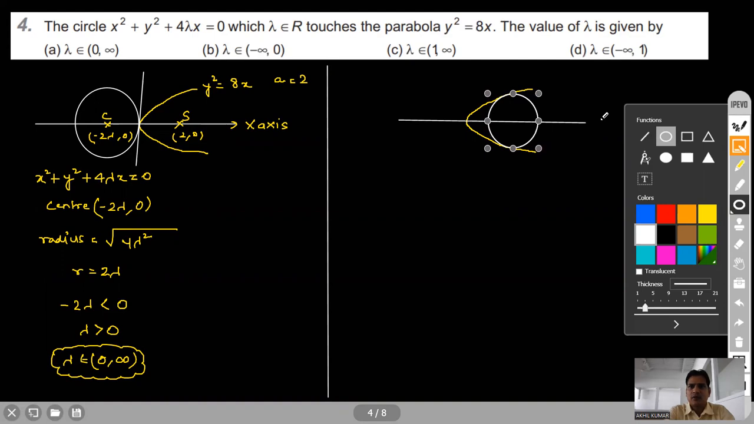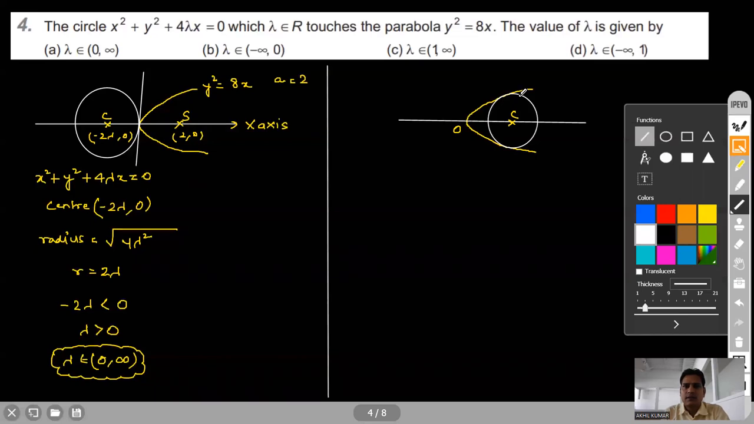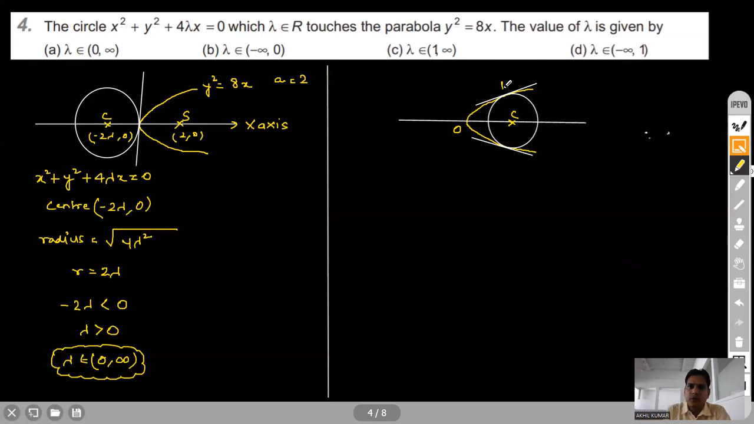Like it will touch the parabola at two points. Suppose this is our origin, and this is the center of the circle. In this case, suppose I make one tangent at this point P, okay? And here also we can make a common tangent to both. So at points P and Q, we can have a common tangent to both this circle and the parabola.